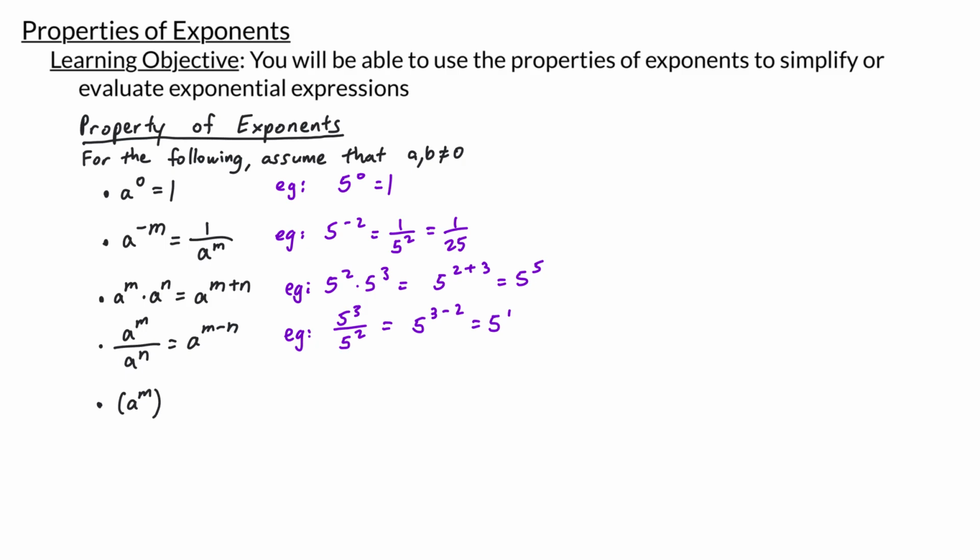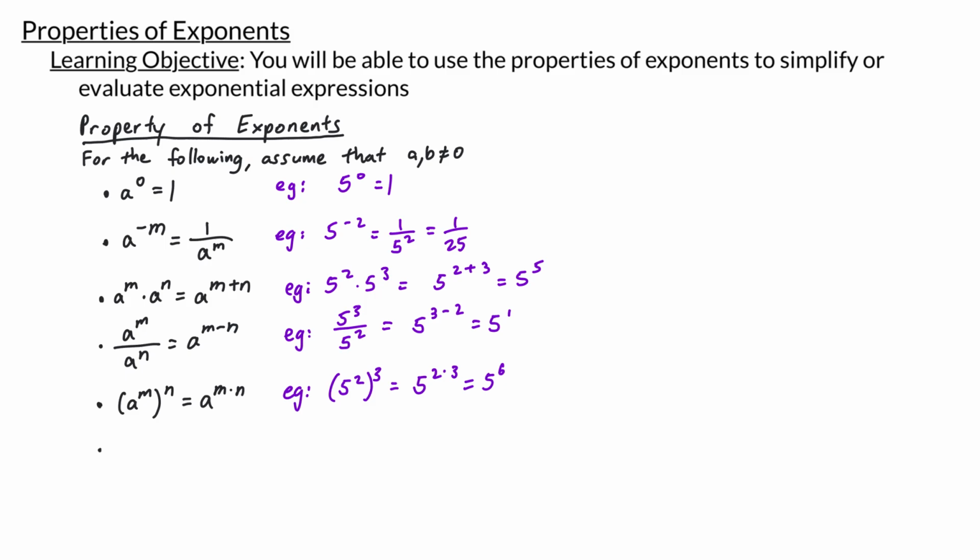Our next exponential property says that if we have a to the power of m and we raise this whole expression to the power of n, this expression can be simplified to a to the power of m times n. As an example, let's say we have 5 squared and I want to cube this whole expression. Then, according to our property, this simplifies to 5 to the power of 2 times 3, which gives us 5 to the 6th power. This is because when we cube 5 squared, we're basically taking 5 squared and multiplying it to itself 3 times. So essentially we'll have 3 groups of 2 5s. And so altogether we'll have 6 5s.